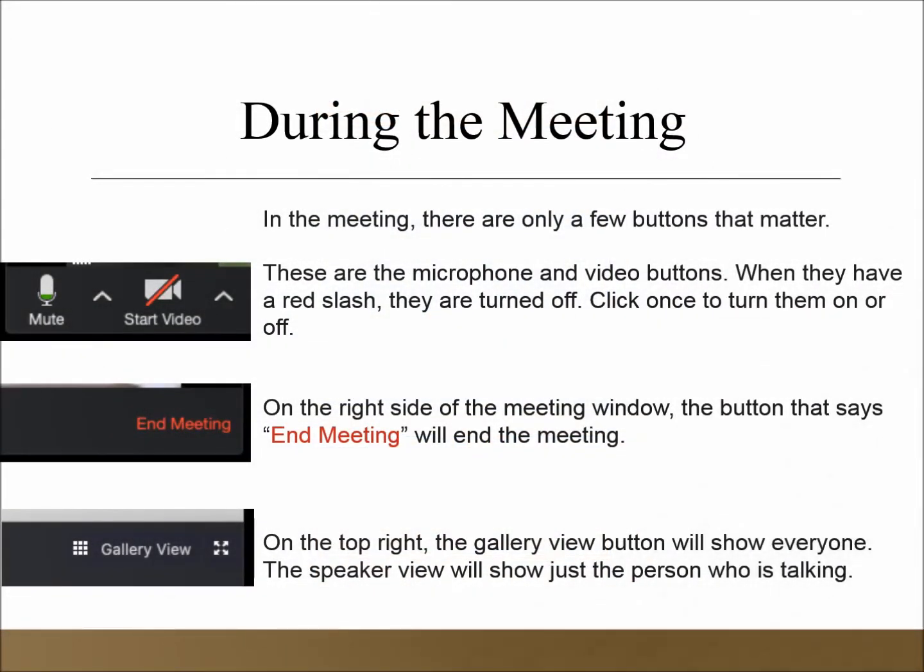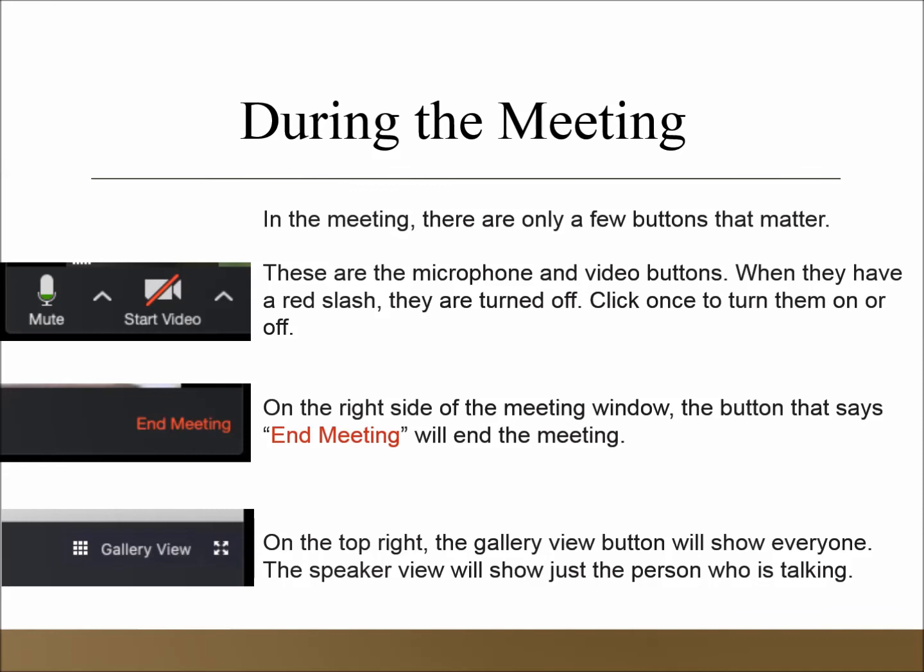The Zoom program only has a few buttons that matter. So the first things you're going to want to look at are the microphone and the video buttons. When they have a red slash, they are turned off. If you click on them once, that will turn them back on. So as you can see in this picture, the video is off, but the microphone is on. So if you're having problems, you want to make sure to check: is your video on and is your microphone on?